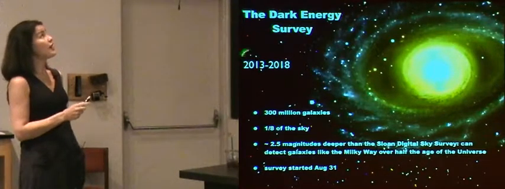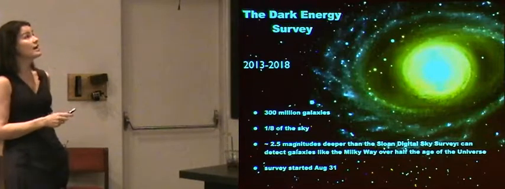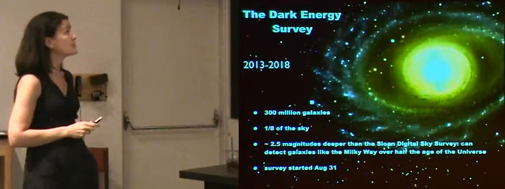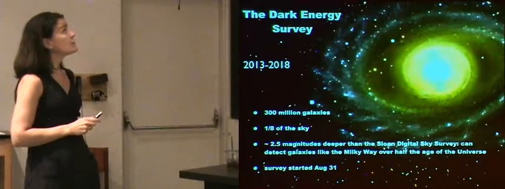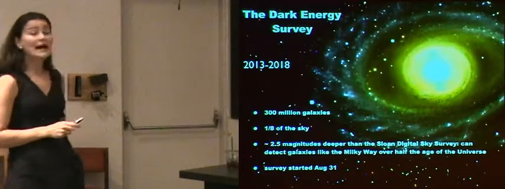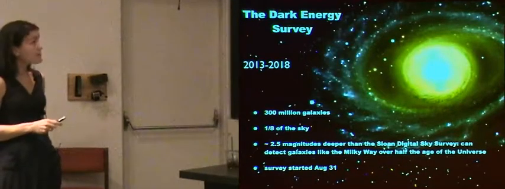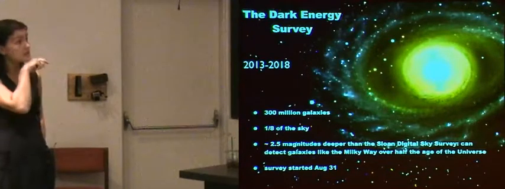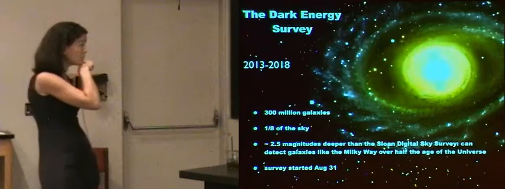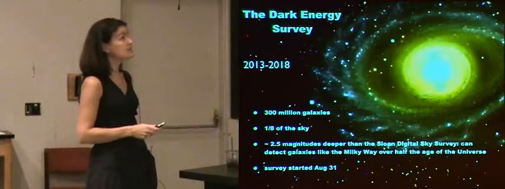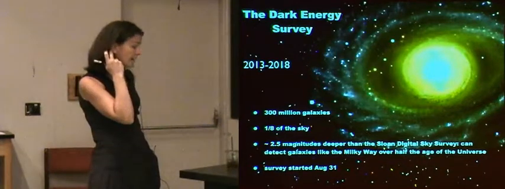So it will run for 5 years, started last year. They've already had some amazing results out in published papers on the arXiv. So eventually they're going to map out 300 million galaxies, an eighth of the sky, and go 2.5 magnitudes deeper than the Sloan Digital Sky Survey. And as I said, it started last year. So we really look forward to the results from this survey and what it can tell us about the properties of dark energy.